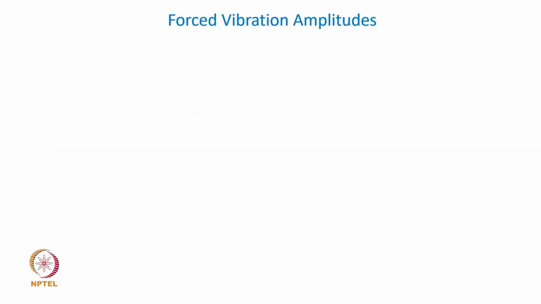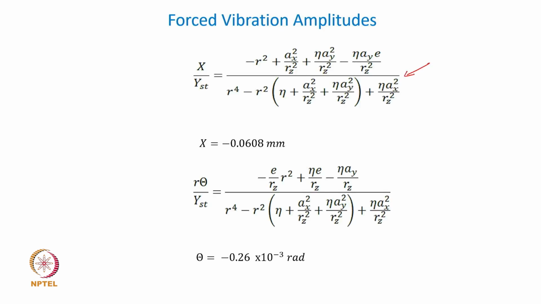Okay, now similarly the forced vibration amplitudes, again you can use the expressions that we saw last time, and that basically results by appropriate substitution of all of these parameters which you can find in the example given. It turns out the amplitudes are minus 0.0608 millimeters, and the pitch amplitude is given by this. So, these are all just numeric values which are straightforward to obtain from the expressions.